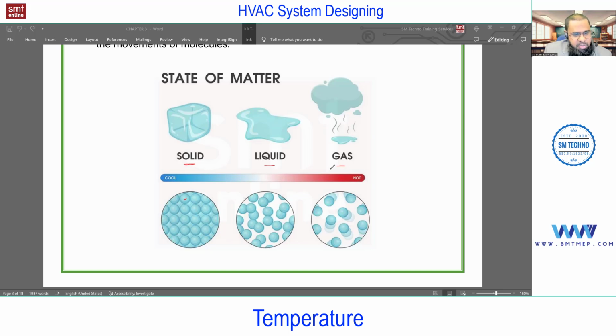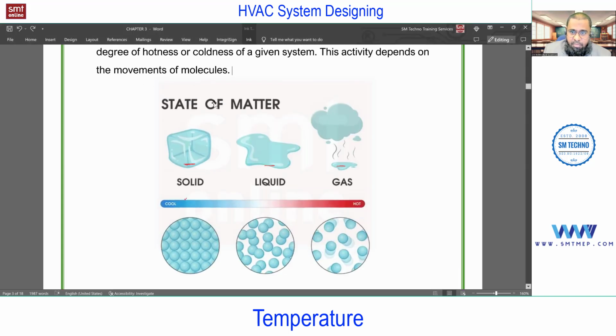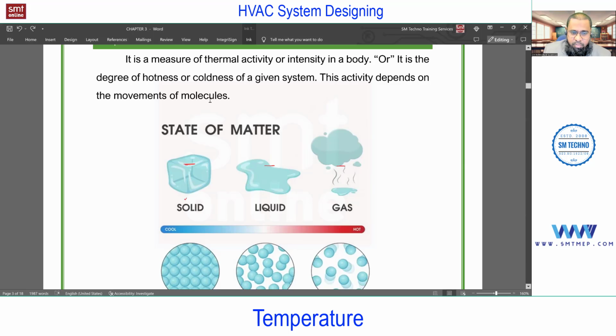So what do you think? In which case you will find higher temperature? Solid or liquid or gas? Yes. Gas. And in which case you will find lower temperature? Solid, right? So now you can relate, as the temperature increases, the movement of molecules also increases, na? You see, here the activity depends on the movement of molecules.